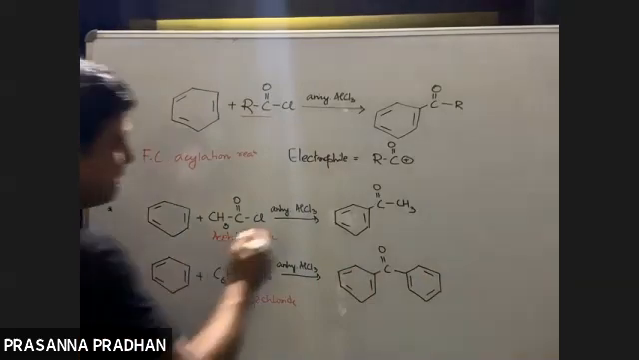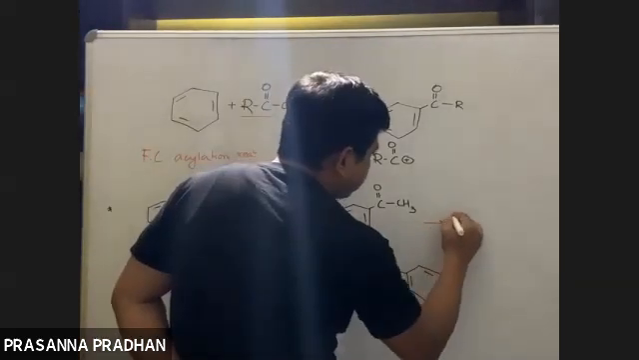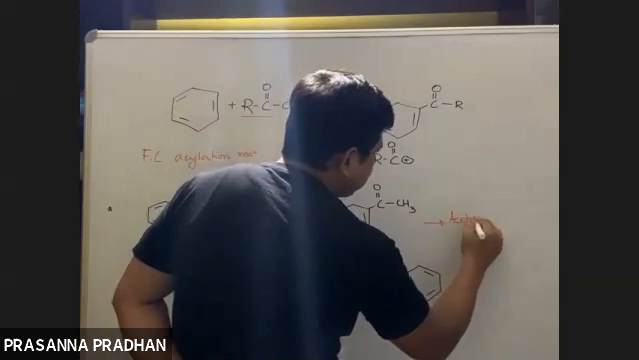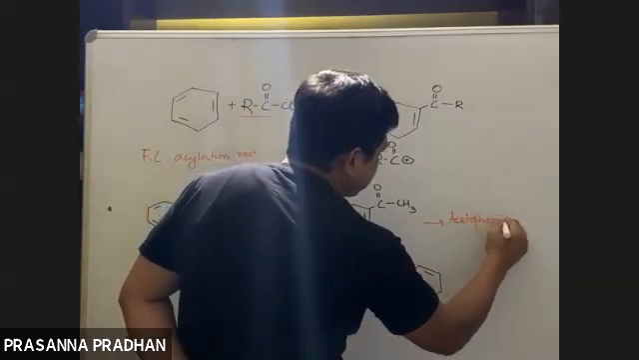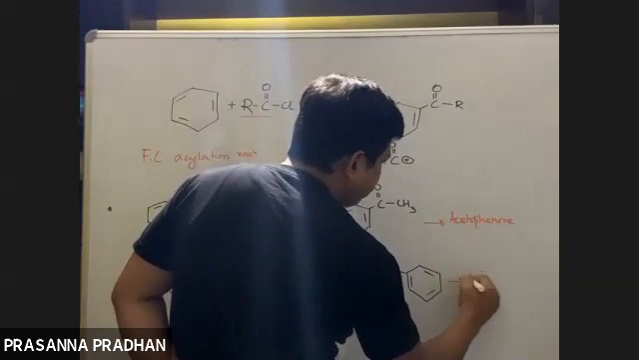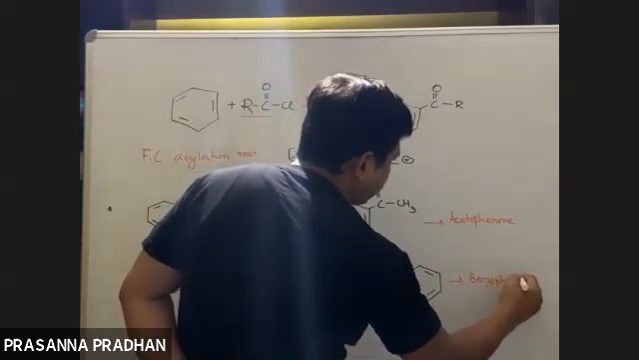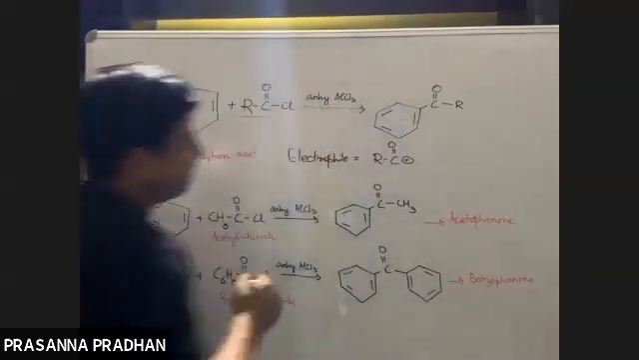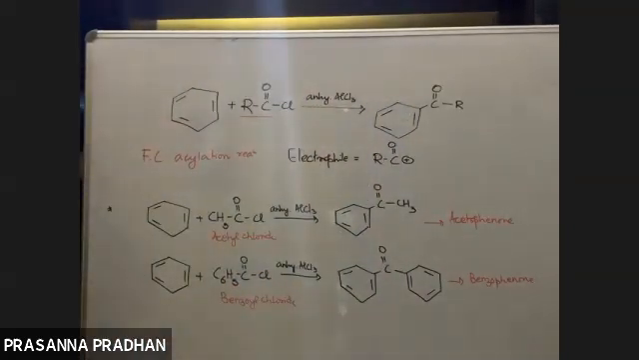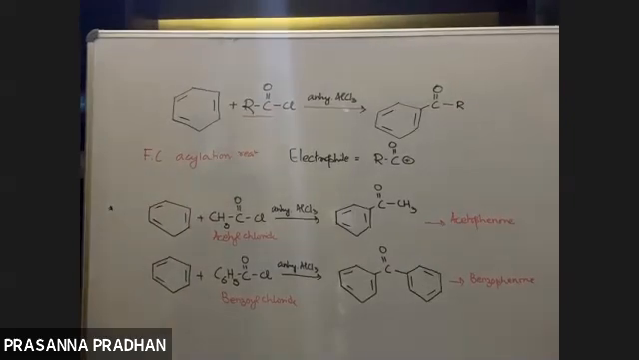Okay. So the name of this compound is acetophenone. Name of this compound is benzophenone. Acetophenone and benzophenone. So see, aromatic ketones form via Friedel-Crafts acylation reaction. We have done these reactions beforehand.